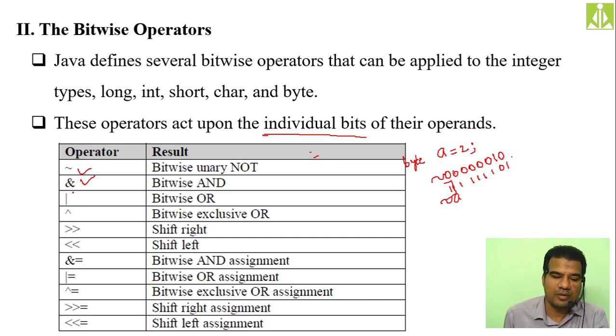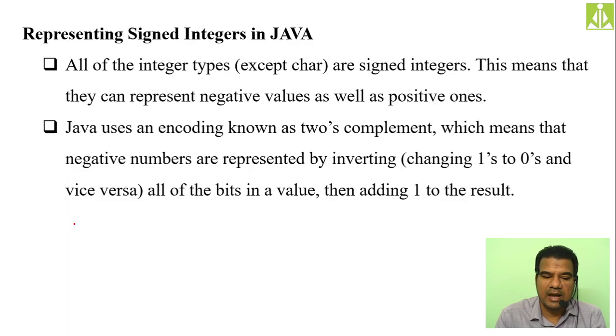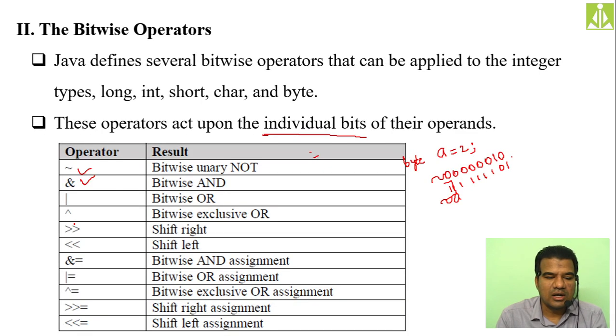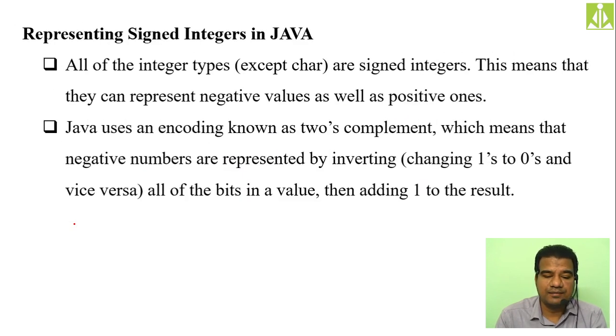It will take only one operand, and all the remaining ones will take binary, two operands, to perform their operations. So we'll see how these operators will apply to values in Java. They have given some examples here representing signed integers in Java.